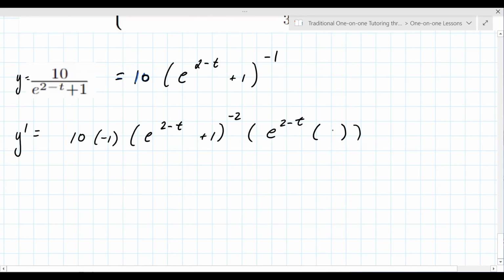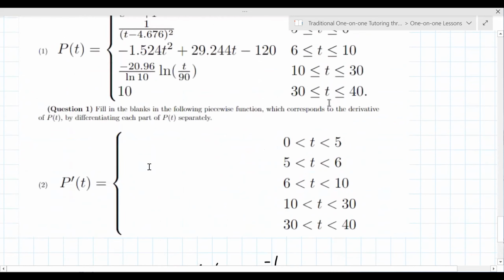What's the derivative of 2 minus t? So it looks like just negative 1. Just negative 1. Okay. So all of this awfulness is your derivative. Now it does get a little better because you can kind of mix and match. So your negative times negative there makes positive. You got 10 e to the 2 minus t over e to the 2 minus t plus 1 squared. So that's your nicely formatted derivative if you want that.